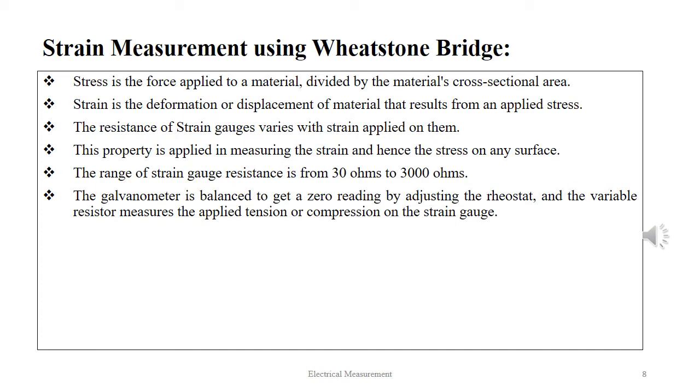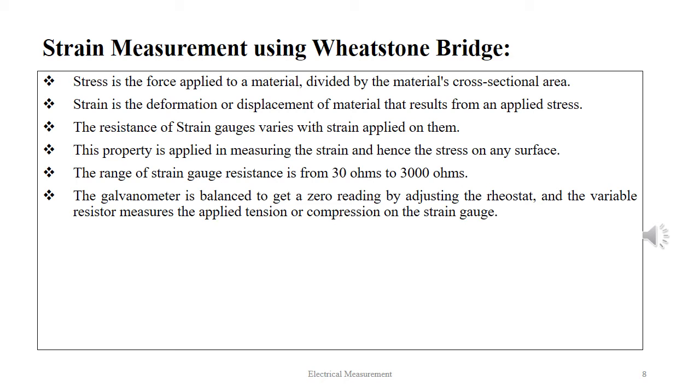A Wheatstone bridge can be arranged to measure strain. Stress is the force applied to a material divided by the material's cross-sectional area. Strain is the deformation or displacement of material that results from an applied stress. The resistance of strain gauges varies with the strain applied on them. This property is applied in measuring the strain and hence stress on any surface. The range of strain gauge resistance is from 30 ohms to 3000 ohms.